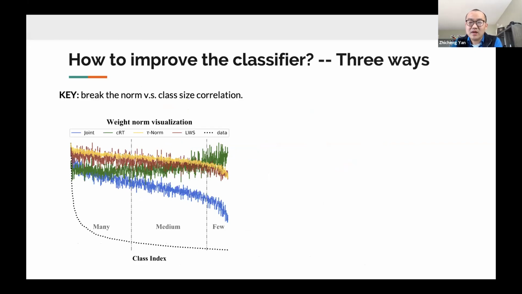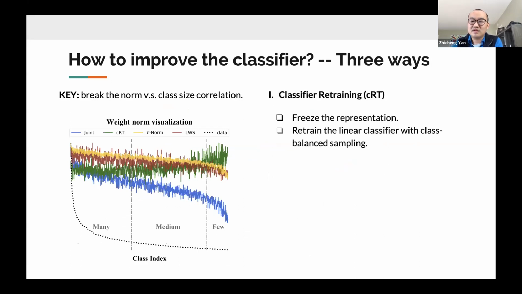So we tried a bunch of different ways to achieve this goal. Here, there are 3 things that work in practice. First, you can retrain the classifier. Say you train the backbone and the linear classifier in the first stage, end to end. And in the second stage, you freeze the backbone, which means you freeze the representation, and we simply retrain the linear classifier with class balanced sampling. So you basically sample more examples from the tail classes.